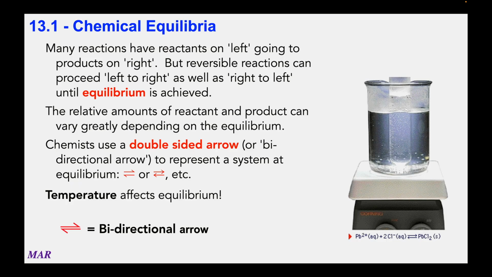Temperature affects equilibrium, as we'll see quite a bit. And in this reaction, they made some lead chloride, probably at room temperature, and then they heated the solid lead chloride until it dissolved, until it formed the ions again. And temperature will absolutely have a huge effect on equilibrium. So this is just an example of the kind of reactions we'll see, and there are lots and lots of uses for chemists, as we'll see in the next several sections.